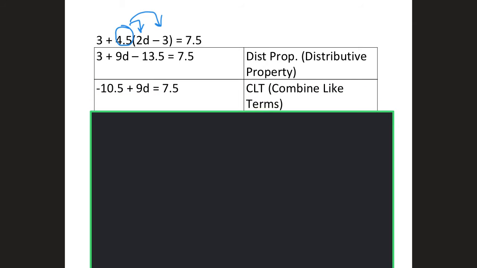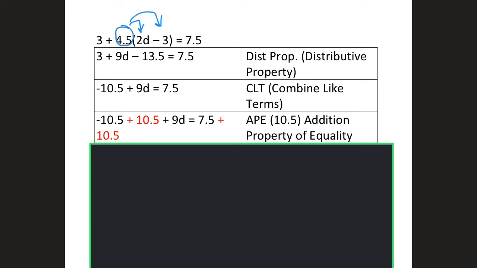Come down to our next line, and we're just going to combine like terms. So we see here, we had a 3 over here and a negative 13.5 over here. That became negative 10.5 plus 9d equals 7.5, and this was combining like terms. CLT is the abbreviation I'll use for that.